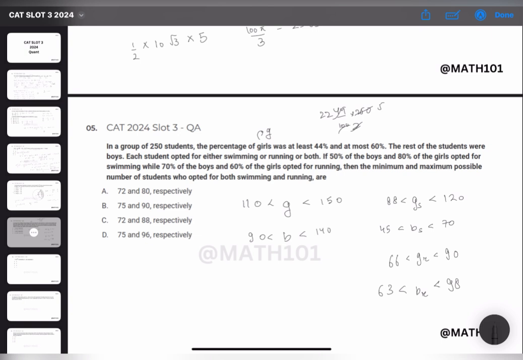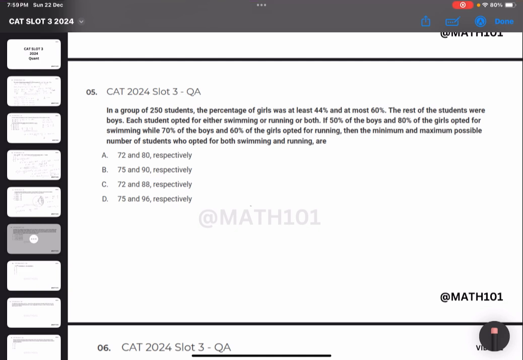Then the minimum and maximum possible numbers of students who opted for both swimming and running are. For this problem, let's assume the fraction of girls participating is G. Girls in the class is G. So G is less than 0.6, greater than 0.44.